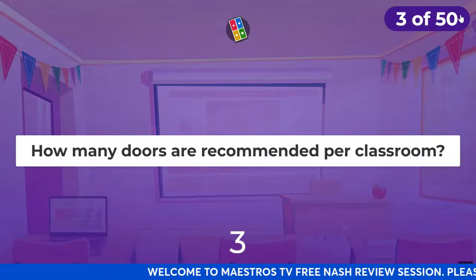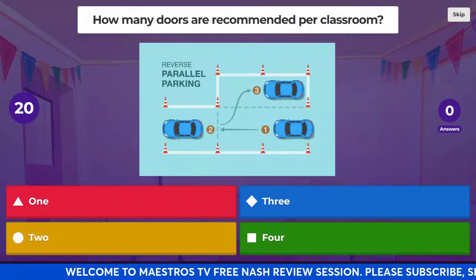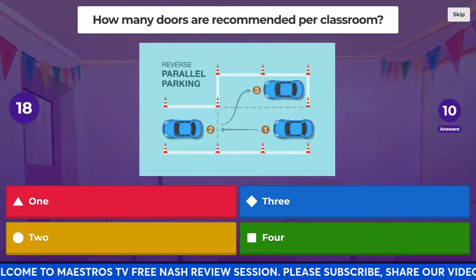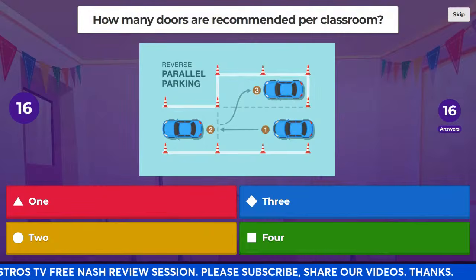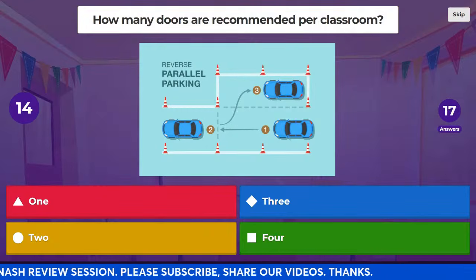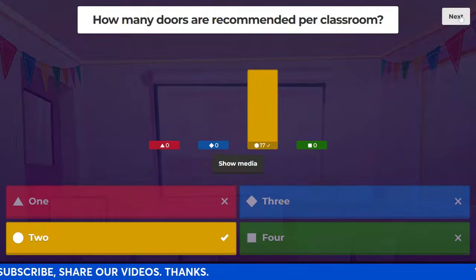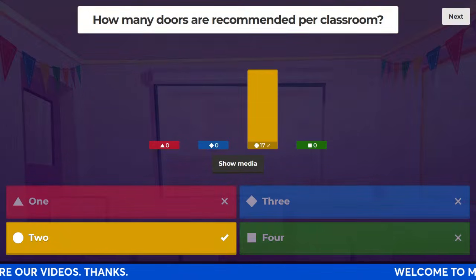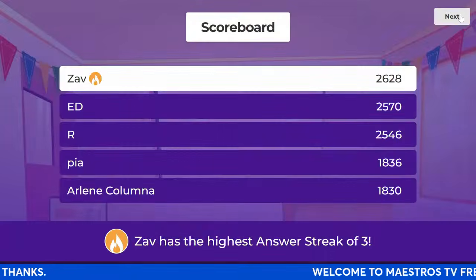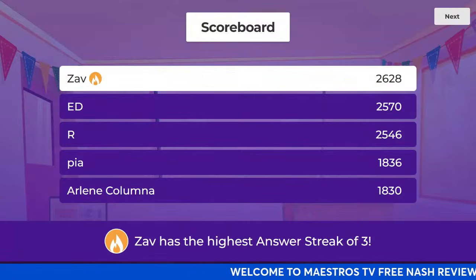Question 3. How many doors are recommended per classroom? You are all correct. There should be entrance and exit doors. Zav, Ed, R, Pia, and Ma'am Arlene.